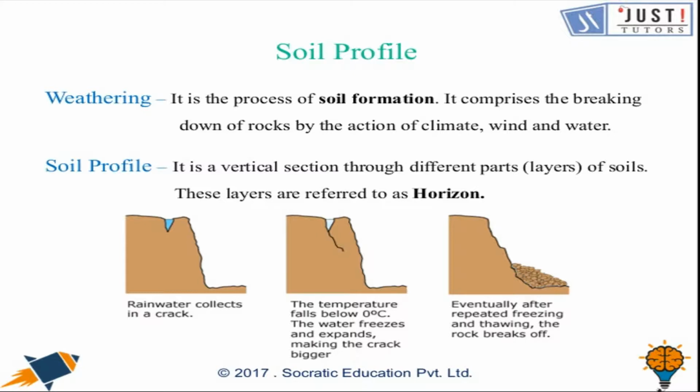Let's learn about the soil profile now. Now this is actually a section which has different layers of soil. These layers are called horizons. Now before we move on to the soil profile, you can look at the picture and get the idea about how weathering takes place over the years. So the rainwater is collected in cracks in these rocks. When the temperature falls below 0 degrees Celsius, the water freezes and expands, which initiates a crack in the rock. And eventually, after repeated freezing and thawing, the rock breaks off and is converted into soil at the end.